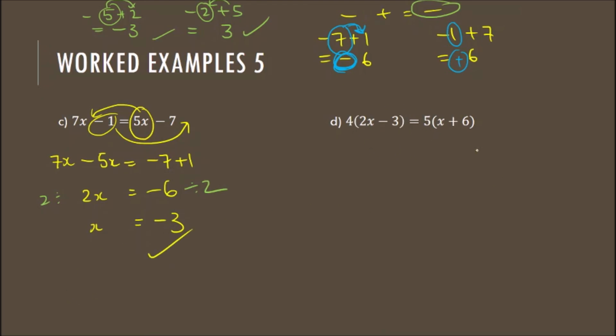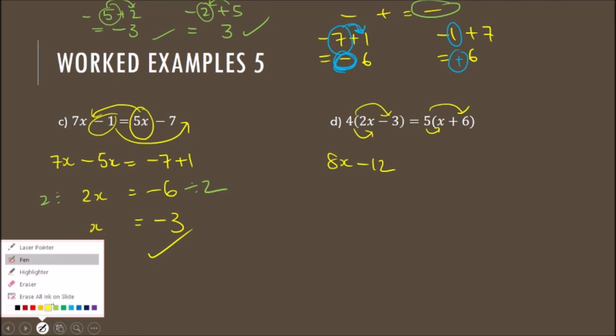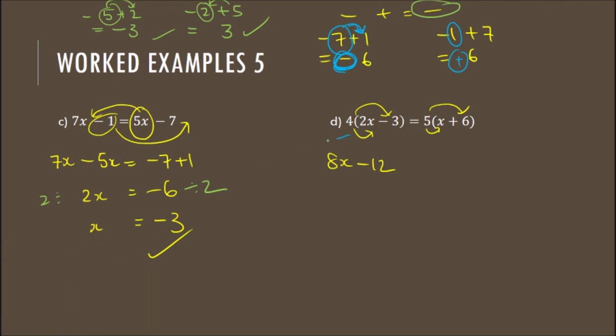So now in D, you need to expand your brackets. Okay, so 4 times 2x is 8x. 4 times negative 3 is minus 12. And I'll just write it in blue for you so you can see. That's 4 times 2x. This is 4 times negative 3. Okay, and that equals to 5 times x, which is 5x, plus 5 times 6, which is 30. Okay, so I'll just do that in blue as well so you can see.